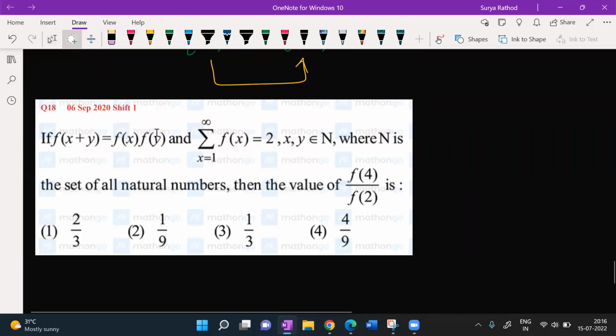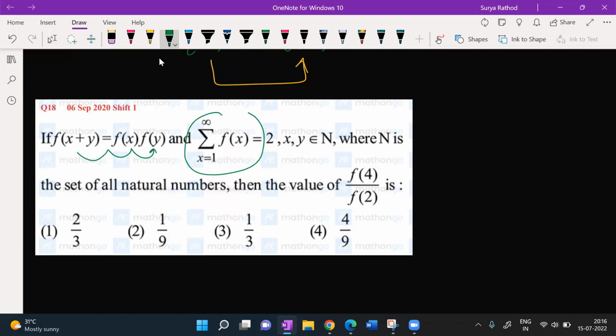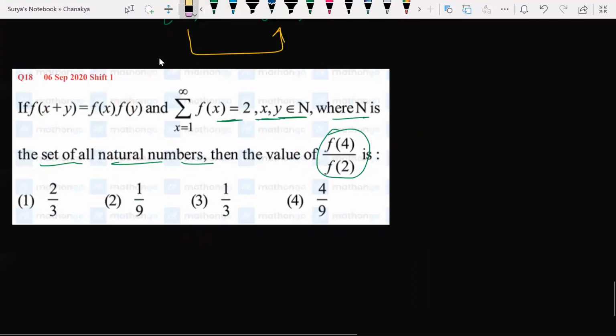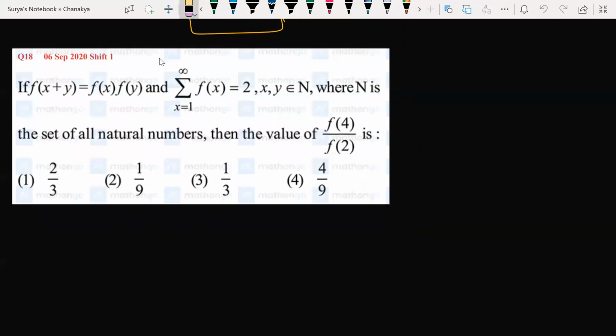f of x plus y is equal to f of x into f of y, and the summation of f of x from 1 to 8 is equal to 2. x comma y belongs to N, where N is the set of all natural numbers. Then the value of this thing is what? Okay, getting my point? Okay, so it is actually a very simple question.